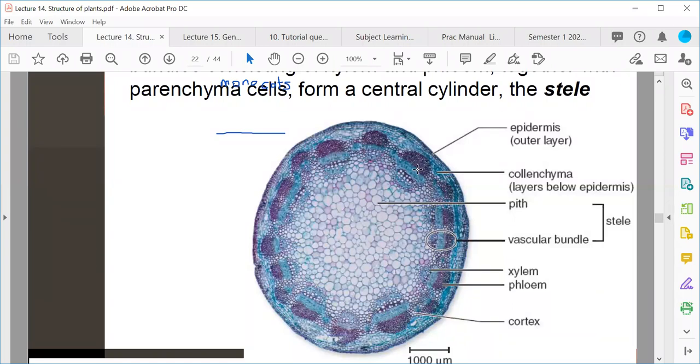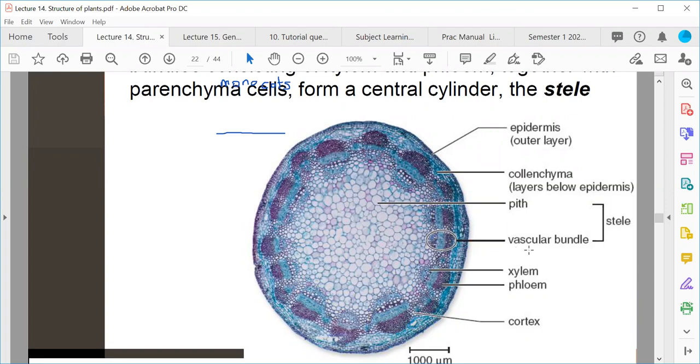If we were looking at a cross-section of a stem from a monocot, those vascular bundles most likely would just be scattered randomly throughout the stem rather than forming this ring. So that's basically one of the defining characteristics of dicots versus monocots.